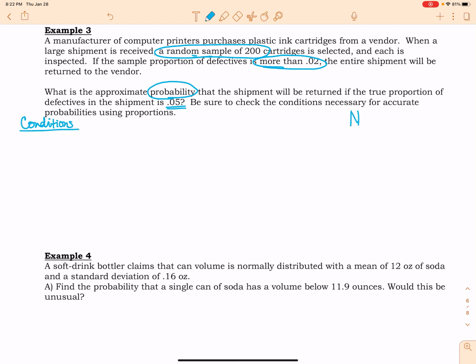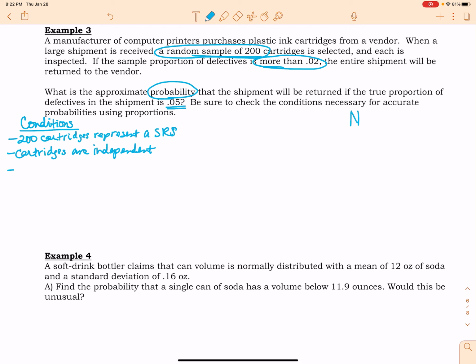A random sample of 200 was taken, so you can write something like 200 cartridges represent a simple random sample, or 200 cartridges were randomly selected, whatever you want to do, as long as you mention randomization. And of course, there's no need to worry about each of these being independent from each other. So cartridges are independent as far as we're concerned.